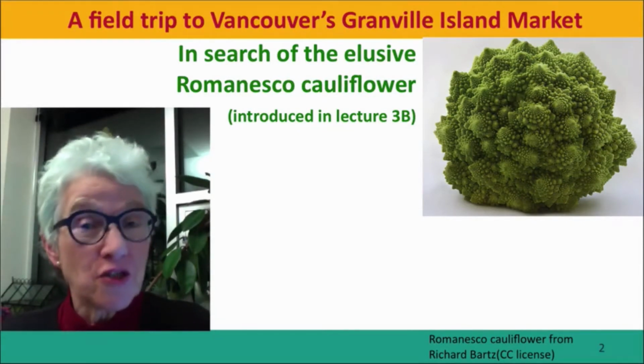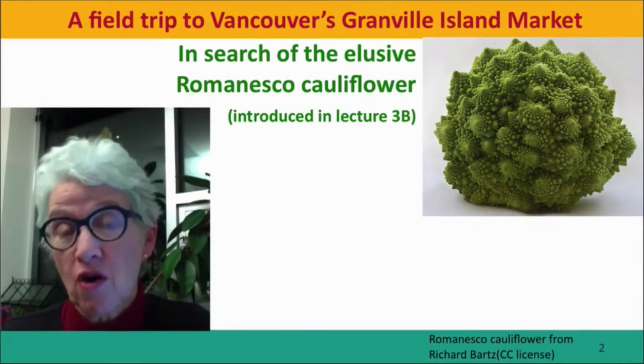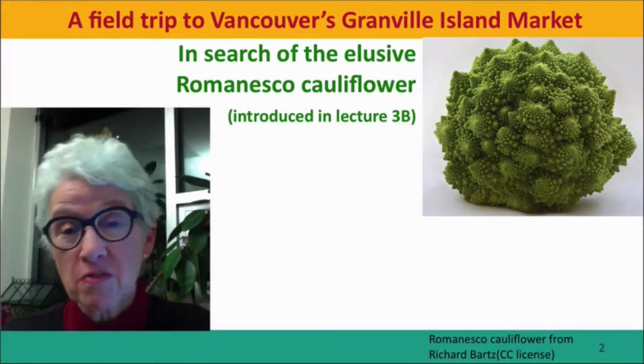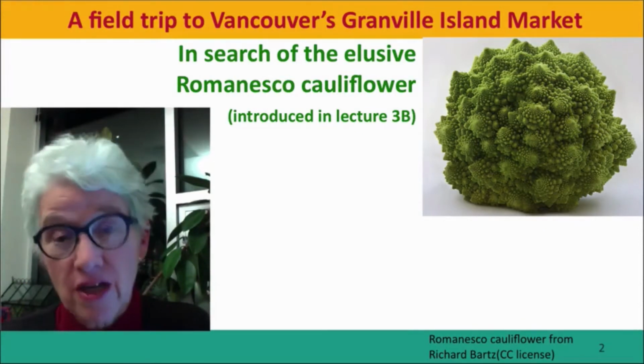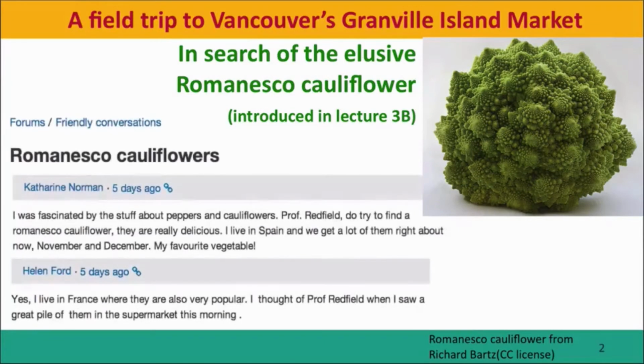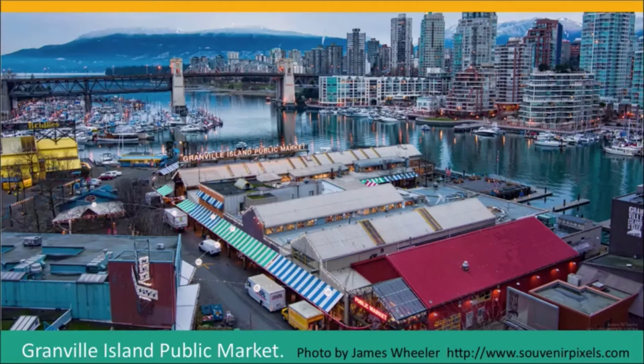This idea started when I used the Romanesco cauliflower as an example of a possible developmental mutant in a lecture. Students posted on the discussion forum that this was very delicious. But they live in Europe where it's widely available, whereas I'd never seen it in Vancouver. So Maria and I decided it was time for a field trip to Vancouver's Granville Island Public Market to see if we could find the Romanesco cauliflower.